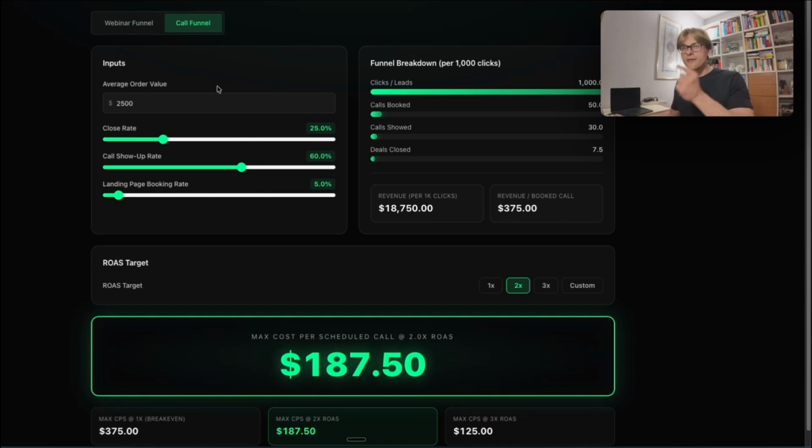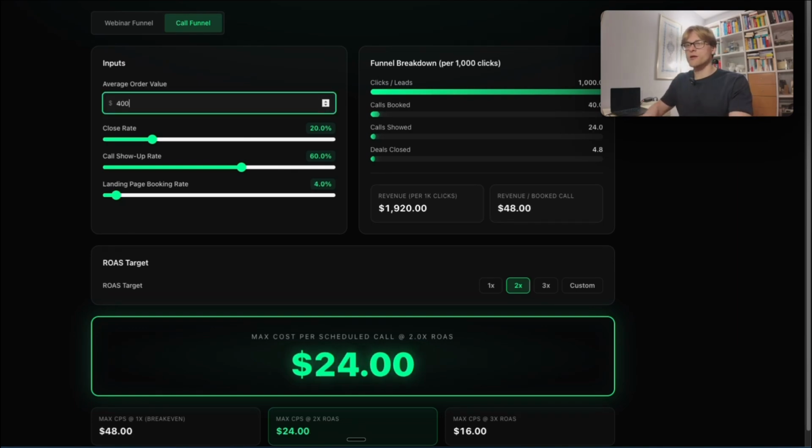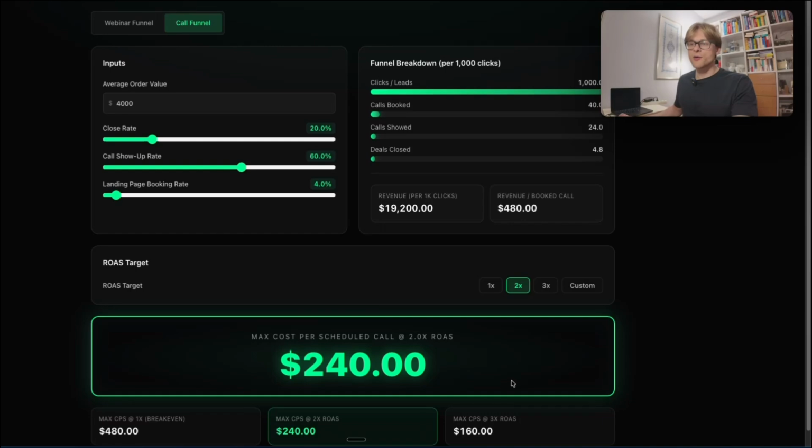And for a call funnel, it's the exact same thing. Call funnel close rate 20%, show rate 60%, landing page booking rate 4%, average order value $4,000. You see, to break even, you need a $480 cost per call, and to hit a 2x ROAS, $240 cost per call. This is your financial model. This is what you want to use for your cost caps in your Meta campaigns.